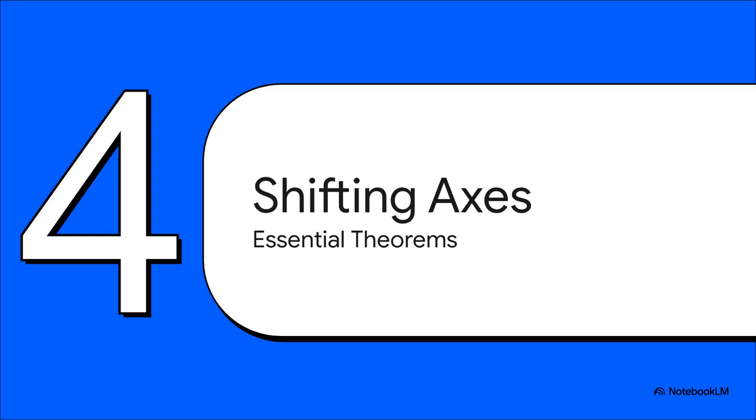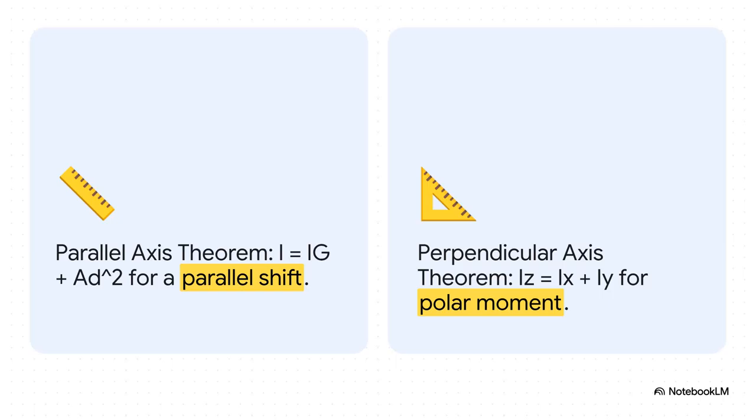Because let's face it, structures rarely behave perfectly around their own center of gravity, especially when we start combining them. To handle that, we have two incredibly powerful mathematical tools. The first is the parallel axis theorem. It basically states that the moment of inertia around any parallel axis equals the inertia at the centroid plus the area times the distance shifted squared. And guys, this is absolutely indispensable. It's the magic formula that lets us calculate the strength of complex composite shapes, like when we combine multiple rectangles to form a massive industrial I-beam or T-section.